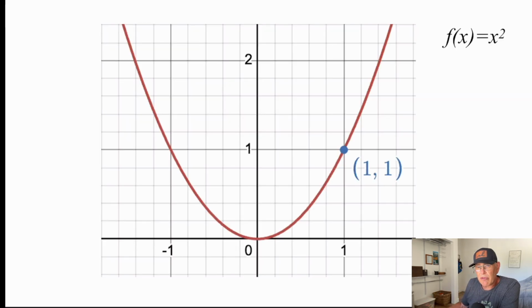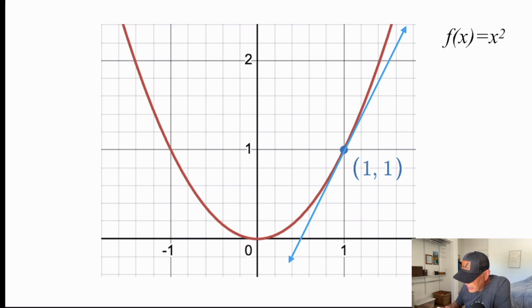Okay, here we have the parabola f of x equals x squared, and we have the point 1, 1. And what they want us to do is find the equation of this tangent line through that point. To find the equation of a line, we need a point, which we have, and we need a slope. Well, normally to find the slope, we need 2 points, right?